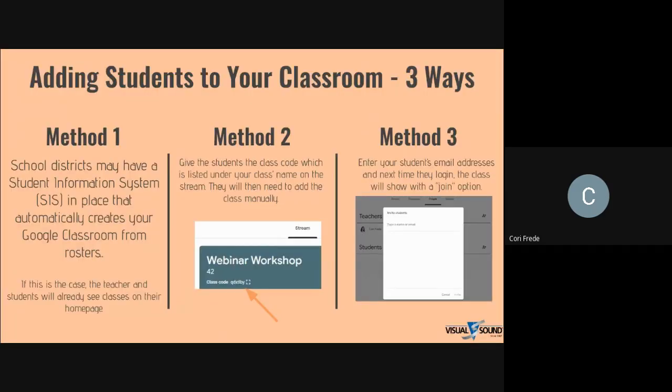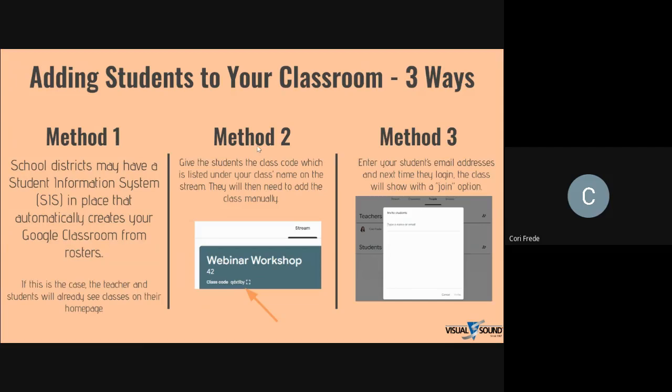So how do you add students to your class? There are 3 main methods, and when I say 3 main, I mean 3 only methods. Method 1 is that your school district is using a student information system. This would normally be the same program that you probably take attendance and gradebook on. If this is how your school is set up, then the SIS will automatically create your Google Classrooms and enroll your students. So method 1 is the school district does it for you.